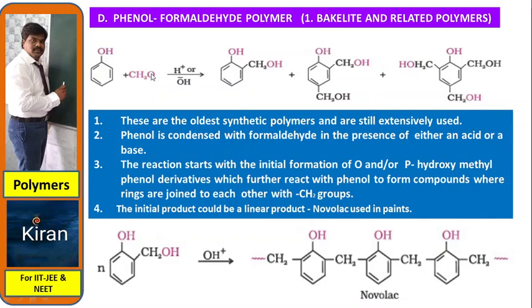Phenol, when it reacts with CH2O, you get either ortho substituted, next para substituted, then meta substituted, like that will be formed. After formation of this, n number of these molecules combine together into a big molecule, that is polymer. This polymer is phenol formaldehyde polymer or bakelite, where the first to form is Novolac. This is the Novolac. After Novolac, bakelite will form.